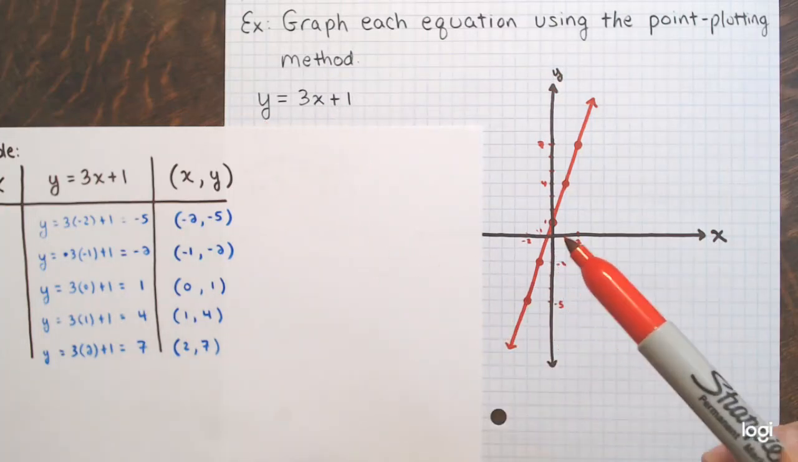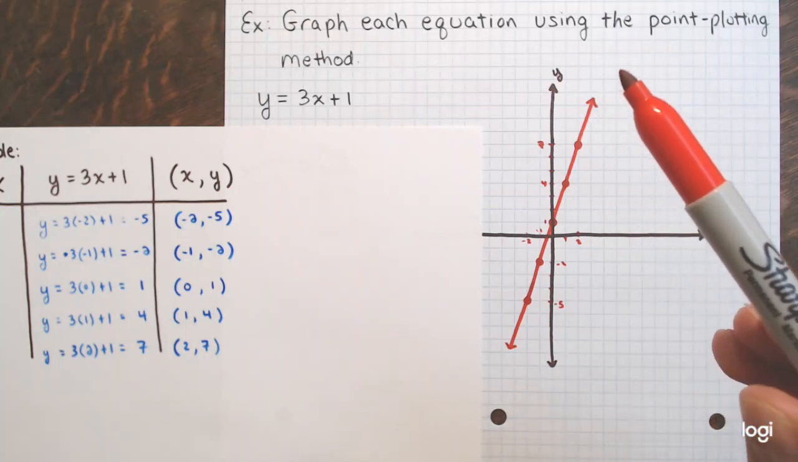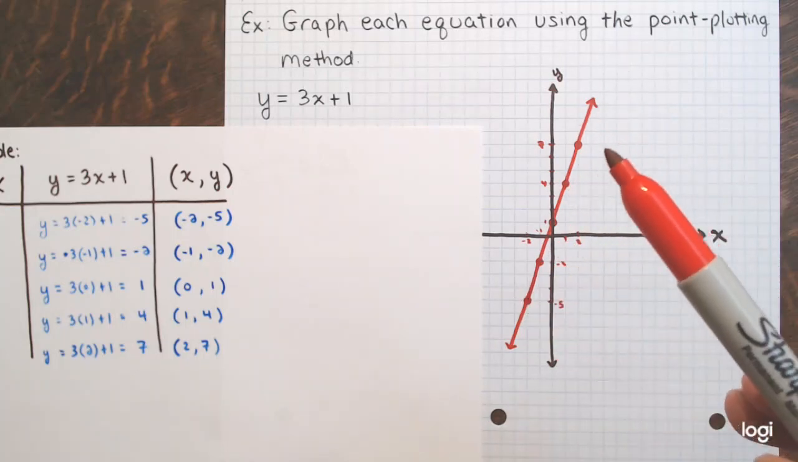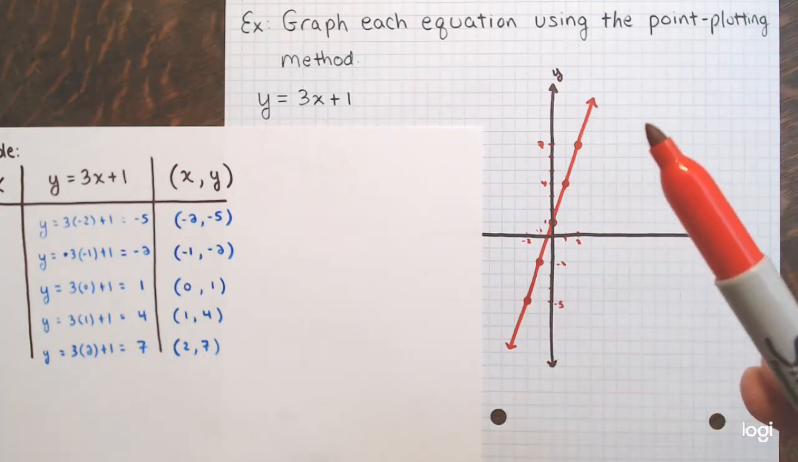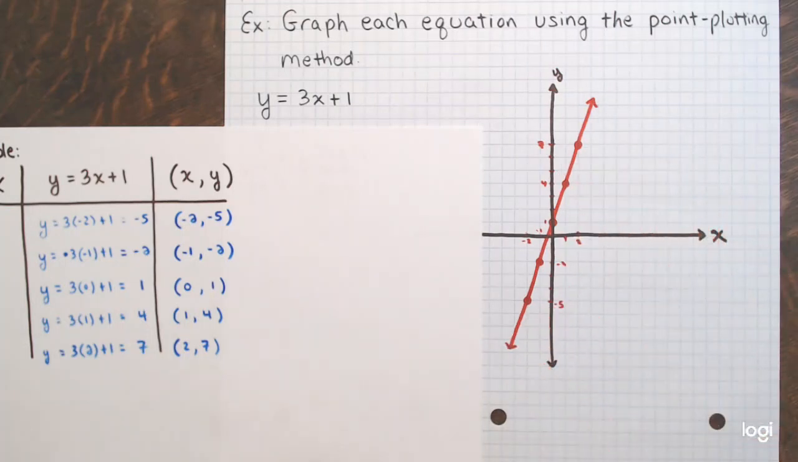Yes, I only plotted 5 solutions, but based on the pattern that those 5 solutions form, I've drawn in where I think the rest of the solutions are, right? The rest of the infinitely many solutions. Great.